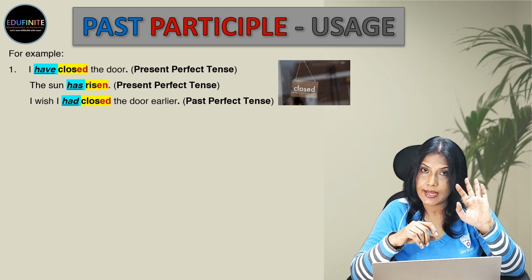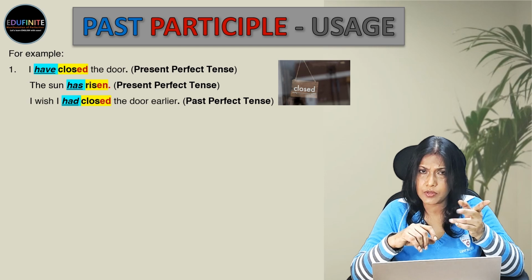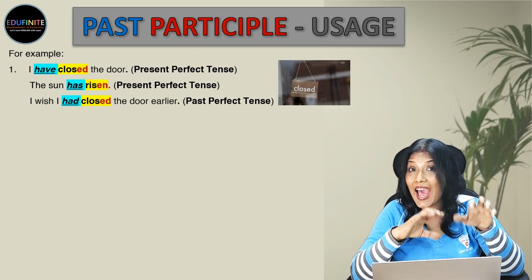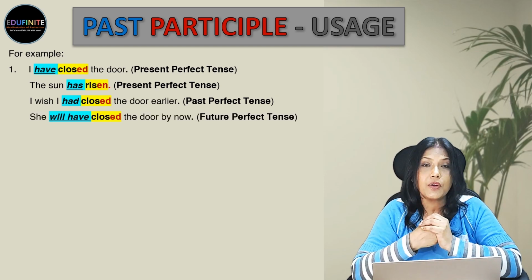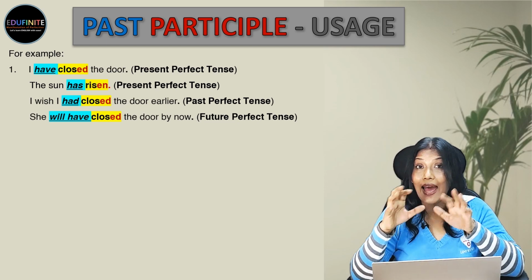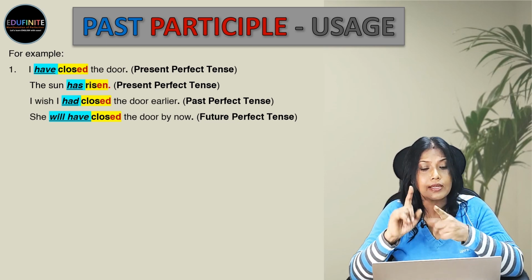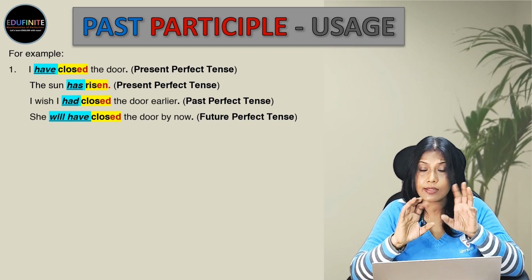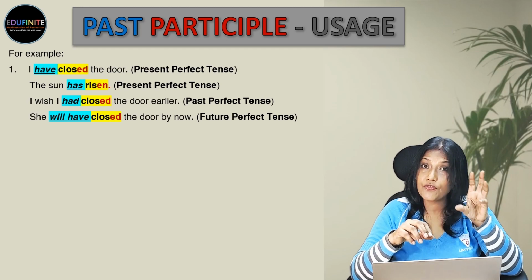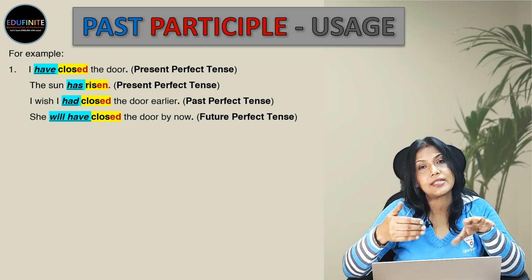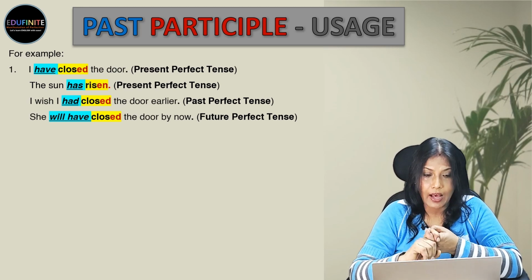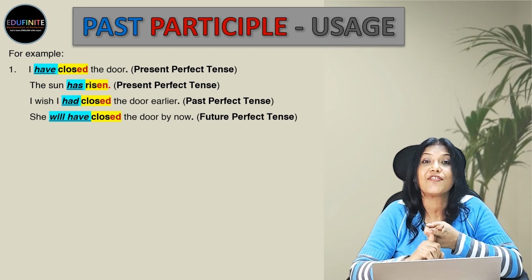So for the present, we have have closed or has closed or has risen and have risen. And for the past form, it is had closed. Now, for the future, we will have to say, she will have closed the door by now. So will have. The auxiliaries are will have. See how we change the auxiliaries and we have the same participle. But with the help of the different auxiliaries, the different tenses are being created. Okay. She will have closed the door by now is future perfect tense.